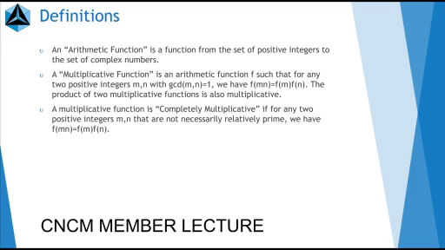A multiplicative function is completely multiplicative if for any two positive integers m and n that are not necessarily relatively prime, we have f(mn) = f(m)f(n).